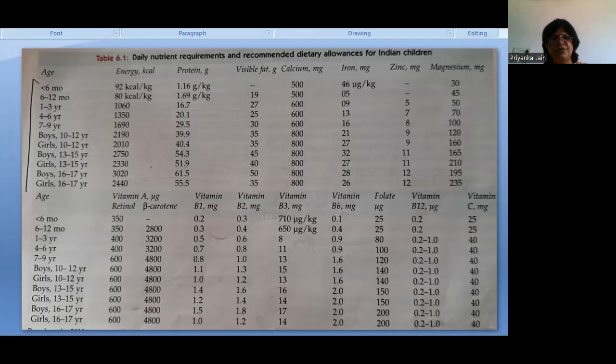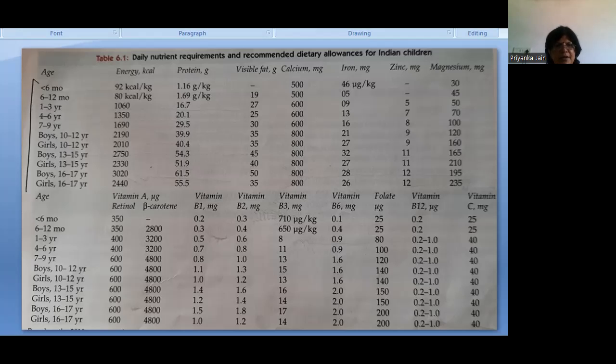1 to 3 year and 4 to 6 year. The vitamin A requirement is the same, 400 microgram, and vitamin B1 0.5 and 0.7 mg, vitamin B2 0.6 mg and 0.8 mg, vitamin B3 is 8 and 11 mg, vitamin B6 is the same in both age groups, 0.9 mg. Folic acid 80 microgram in 1 to 3 year and 100 microgram in 4 to 6 year. Folate is 100 and 120. B12 is the same, 0.2 to 1 microgram. The vitamin C requirement is 40 mg.